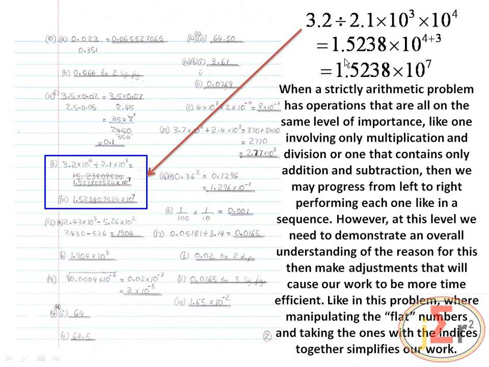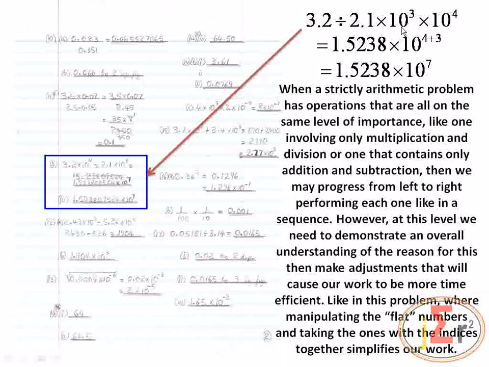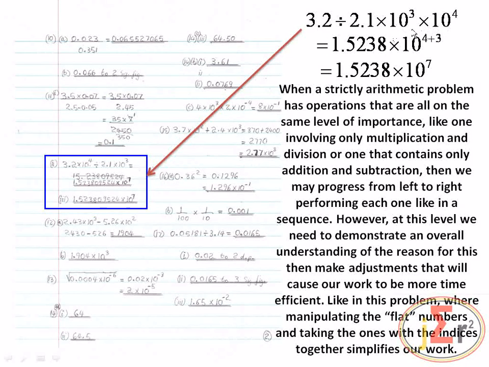They are on the same level. Conveniently, we put the quote-unquote flat numbers together and the ones that have indices together, and that causes our work to be simplified. On the other hand, we could have performed this one going from left to right. But since they are on the same level, we may do any one before the other, as long as we do exactly what the problem is saying in terms of dividing when we need to divide and multiplying when we need to multiply.